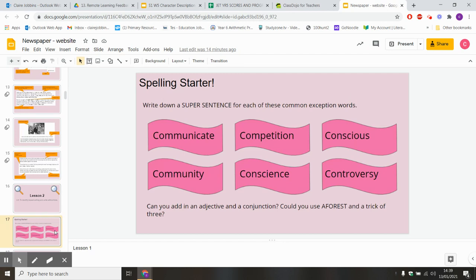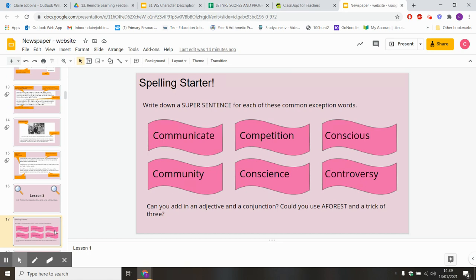So, as you know, we always start our lessons with a spelling starter. Today we'd like you to look at these common exception words, and we'd like you to write them in some super sentences. Can you add adjectives and conjunctions? A forest, alliteration, trick of three. Can you put them in some sentences?